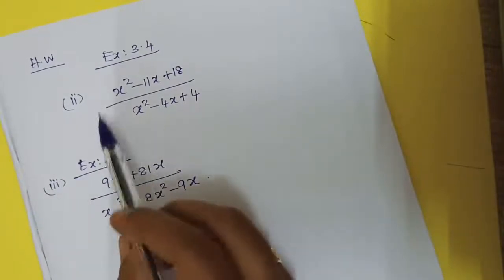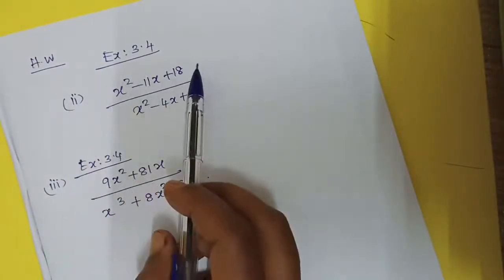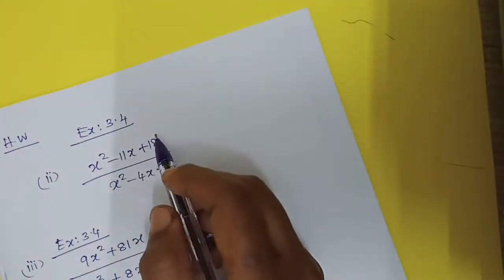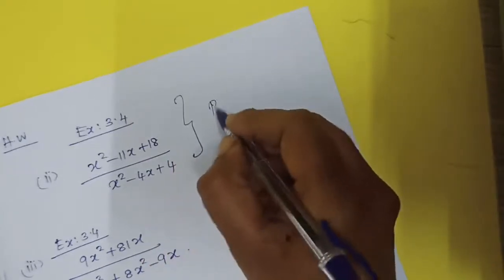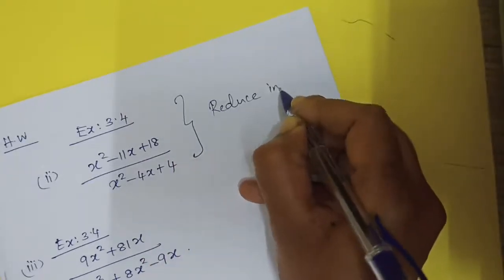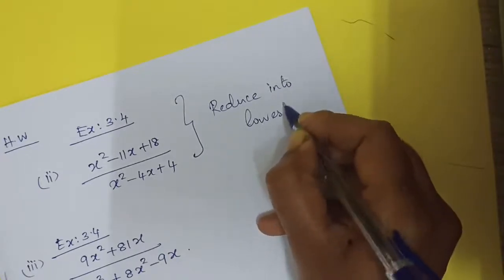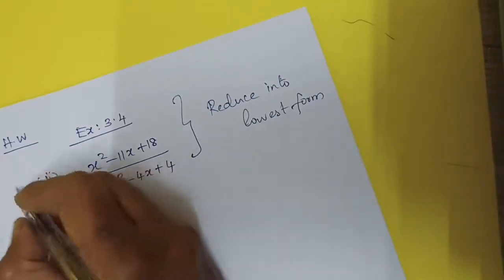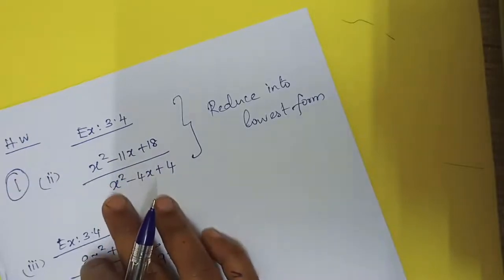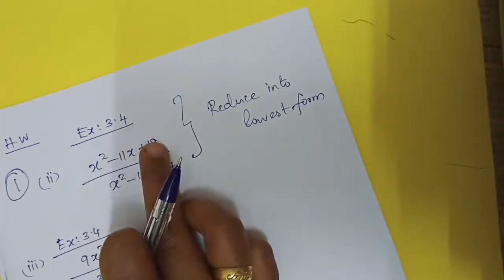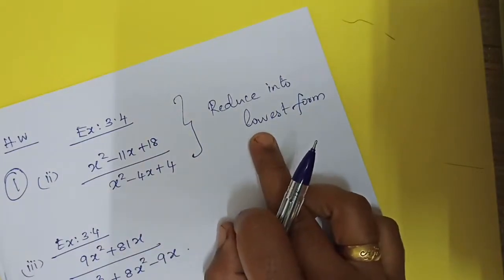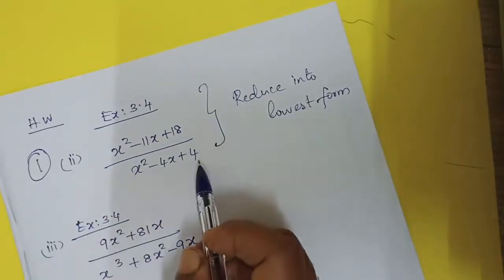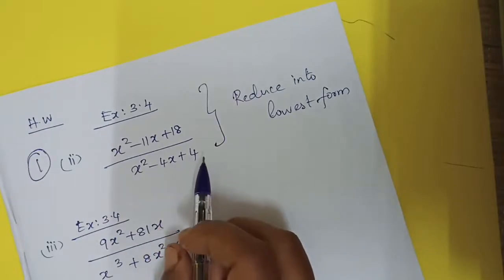Okay, listen. Today's homework is exercise 3.4, second Roman. You need to do it in lowest form; this one needs to be reduced into lowest form. Exercise 3.4, first Roman, second question. You need to reduce into lowest form. You can use your textbook, write the full question, and then find the answer.